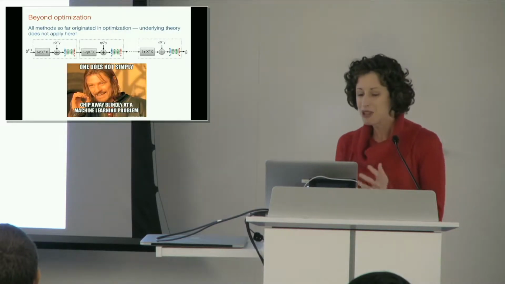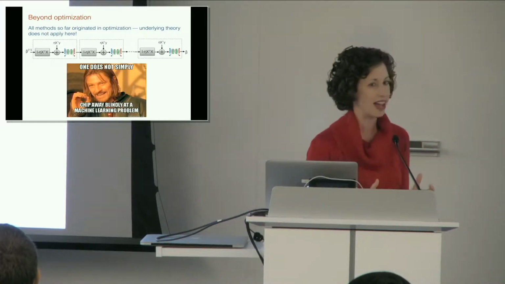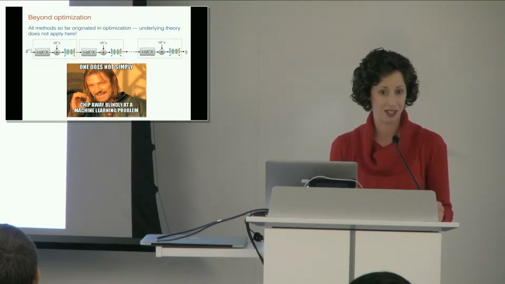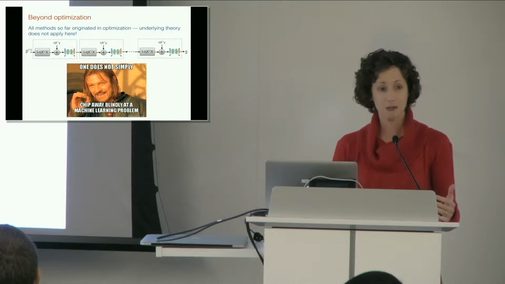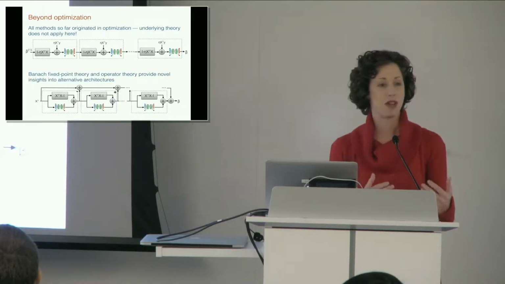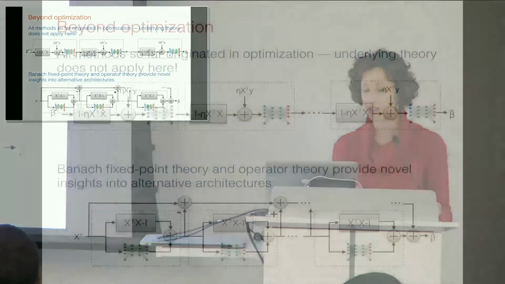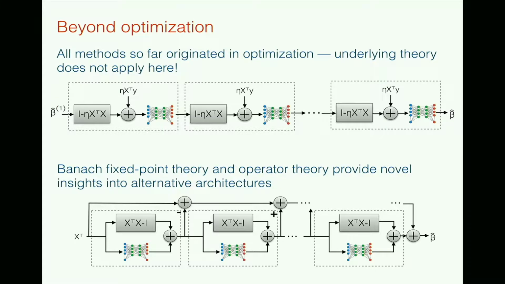And so you really can't just blindly chip away at machine learning problems and expect to make huge advances. So what my group and I have been doing is trying an alternative approach where we've been digging into ideas behind Banach fixed point theory and operator theory to provide additional insights into what the architectures of these neural networks should look like and how they can be leveraged into getting better reconstructions with less data.